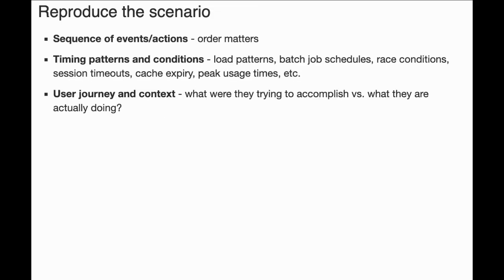Reproducing the scenario. Sequence of events and actions. The order matters. The scenario's sequence of events might be triggering a very specific condition. Timing patterns and conditions. Load patterns, batch job schedules, race conditions, session timeouts, cache expiry, peak usage times, etc. Finding a time-based pattern to the scenario can save a lot of time for some types of problems.